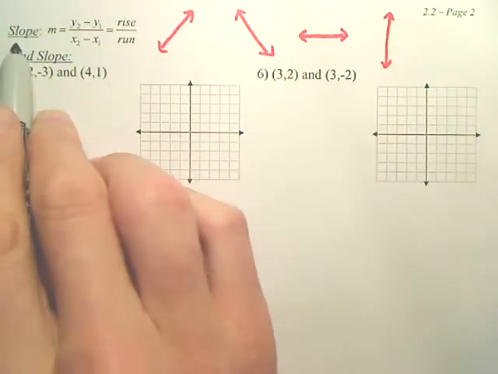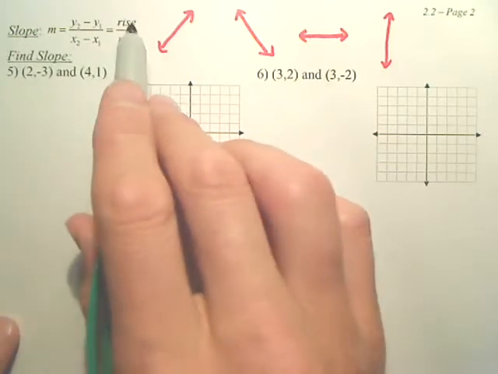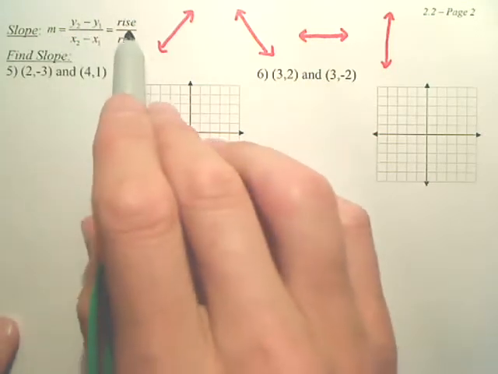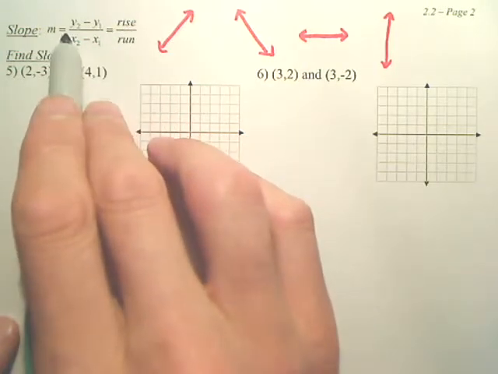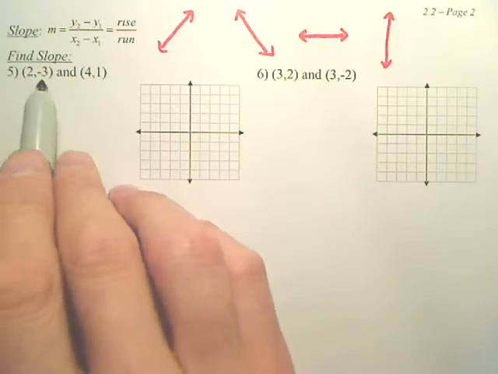Slope. We talked about it earlier. Slope, the letter M. It's rise over run. And here's the mathematical way of finding it. Your rise is the difference of the y values. So you have x, y.